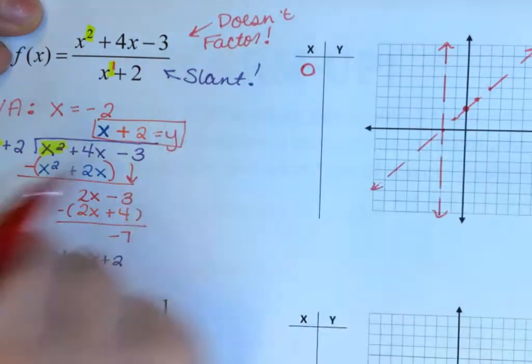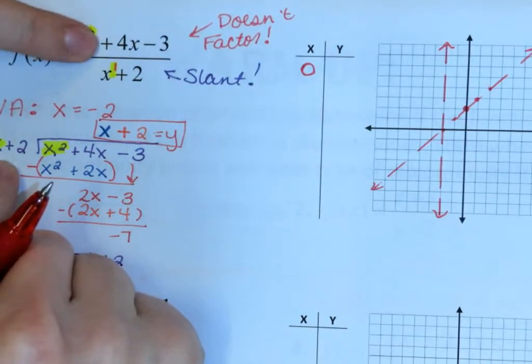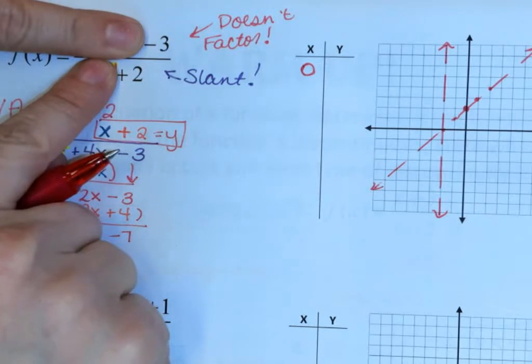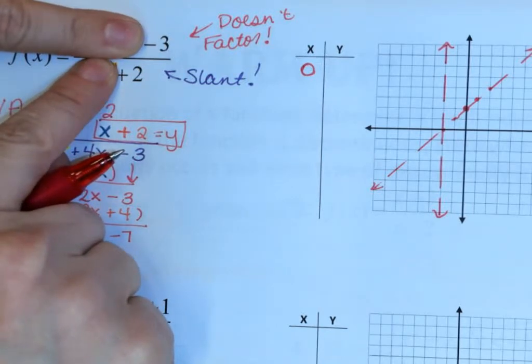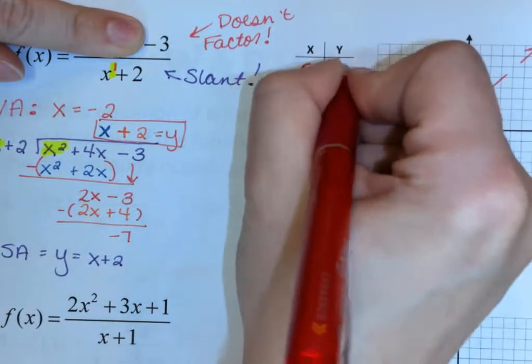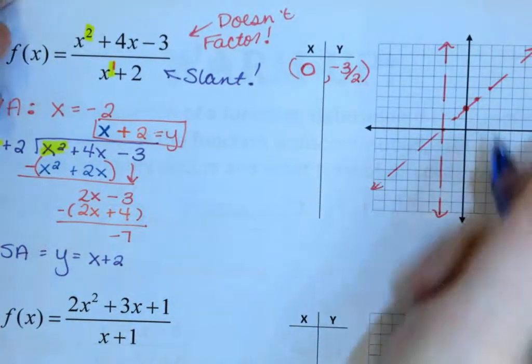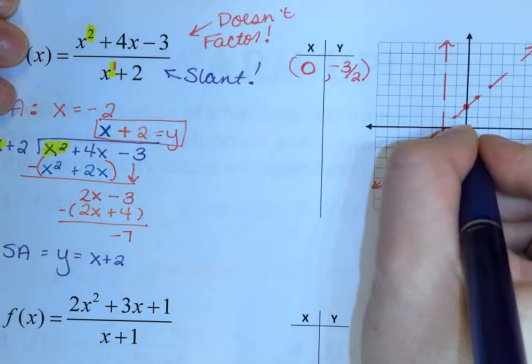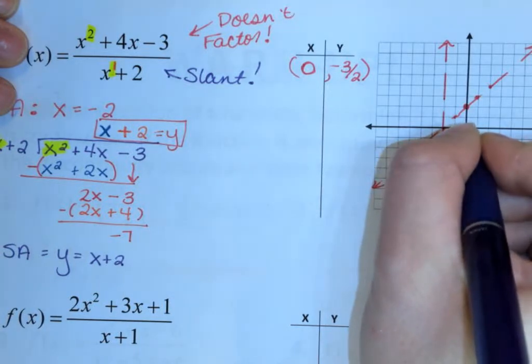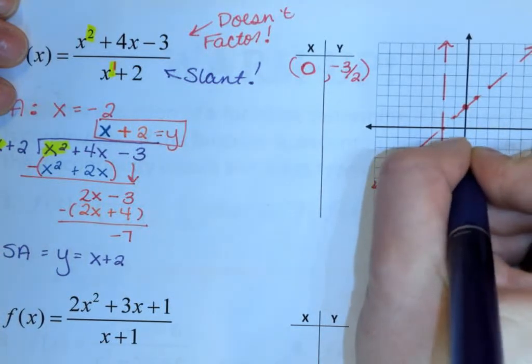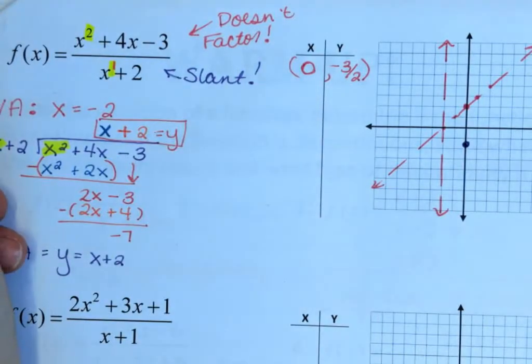And the reason why I think that is so easy is watch. 0, 0, 0. So what is your y-intercept? -3/2. So I'm going to go to 0, -3/2. Okay?